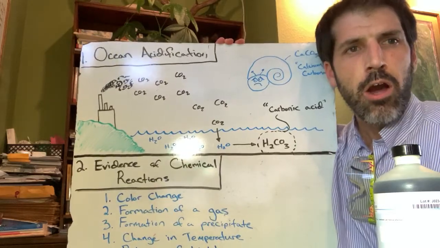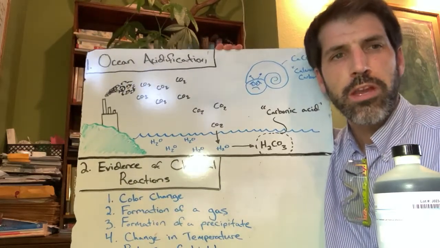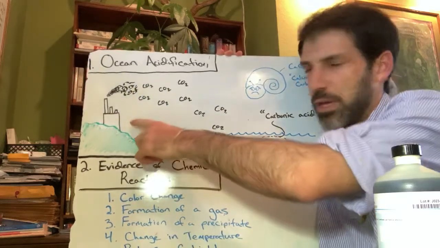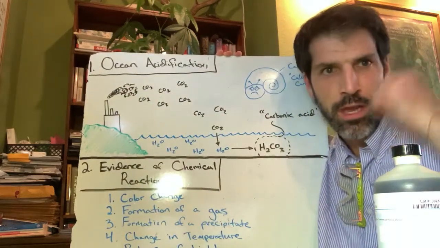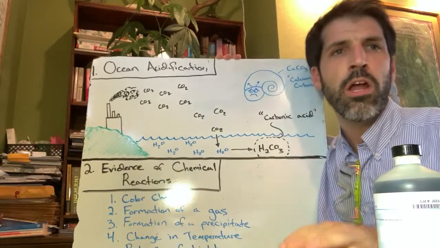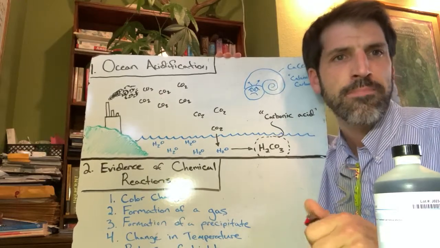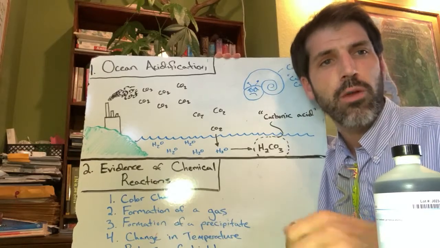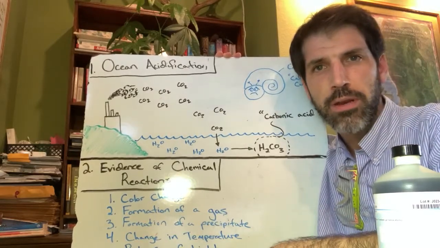Okay, let's just focus on the top third of this board right now, where it says ocean acidification. Ocean acidification occurs when human beings burn fossil fuels. That's what I'm picturing here with this power plant. When we burn oil or coal or gas, that's a chemical reaction taking place, and one of the products of that is carbon dioxide.